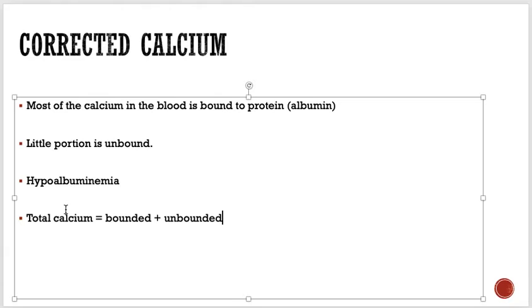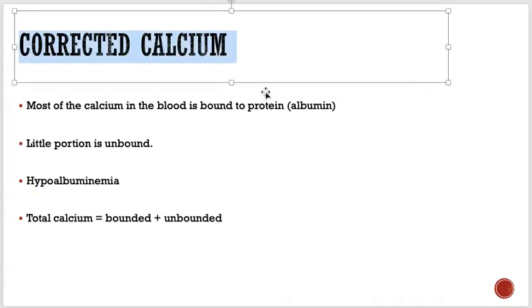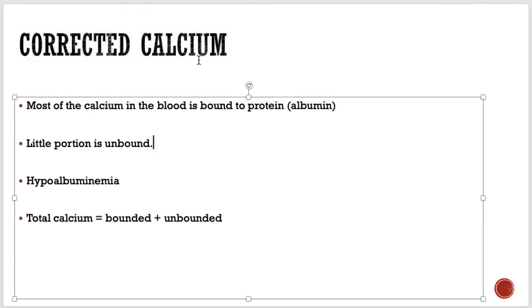So in hypoalbuminemia, the total calcium levels will be misleading. Why misleading? Because the albumin is low, there is less calcium bound with albumin, so we are going to get higher values of the unbound one. That's why we use a calculation called corrected calcium. They correct the calcium levels according to the level of albumin.